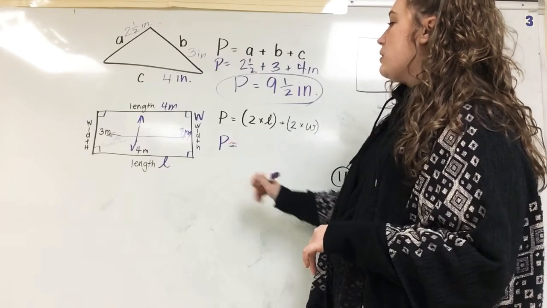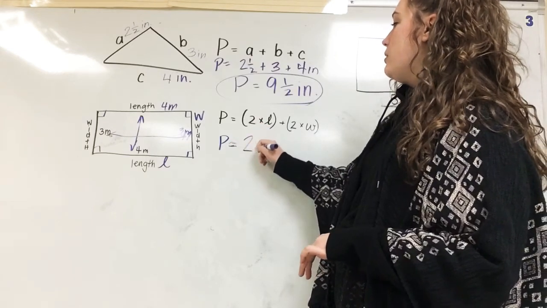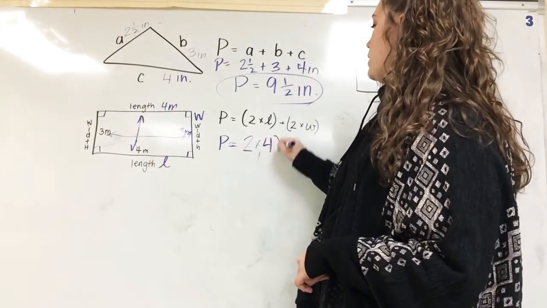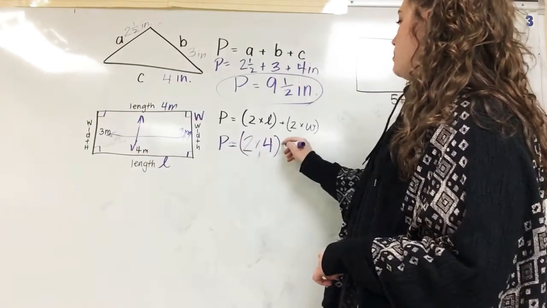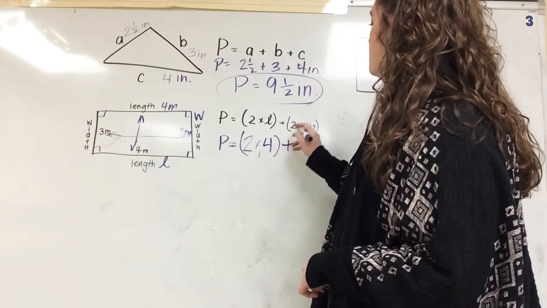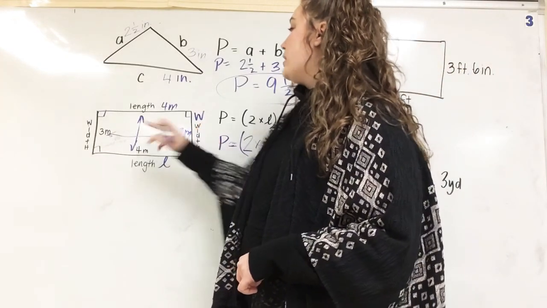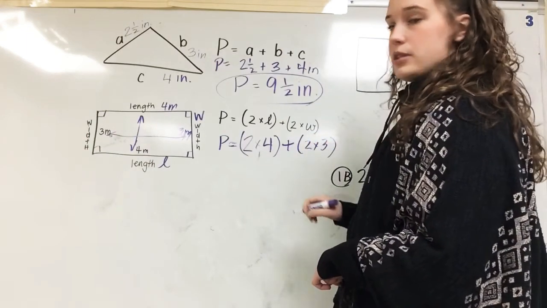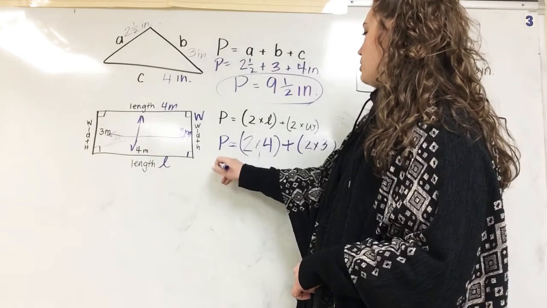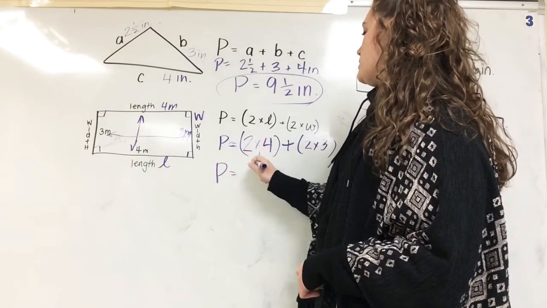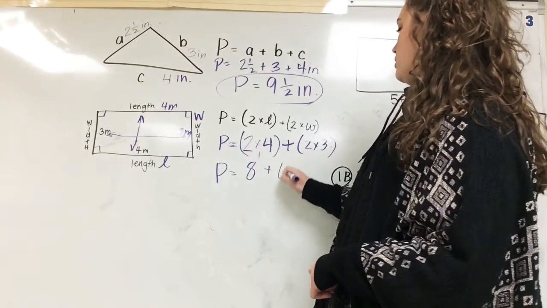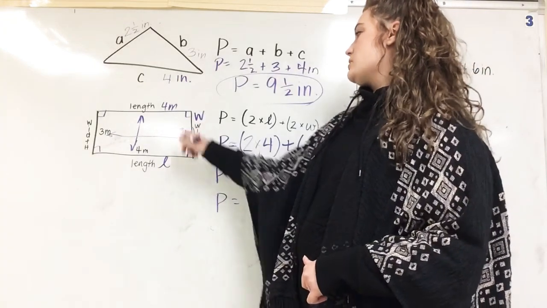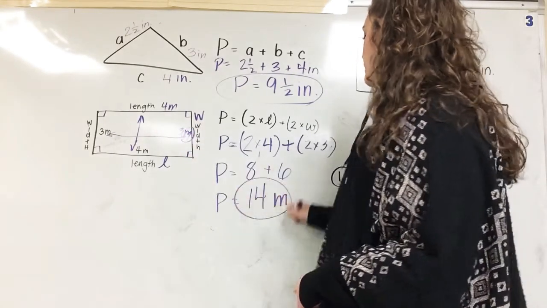Your perimeter of a rectangle is going to be 2 times the length, which our length is what? 4. So 2 times 4, because we're doing it 1, 2 times, plus 2 times the width, because we're adding the width 1, 2 times, which is 3. Okay, so we're just going to solve it, one parenthesis bubble at a time. Perimeter equals 2 times 4 is 8, plus 6. Our perimeter is 14. 14 what? 14 meters. Do not forget that. Okay, so it's pretty basic.